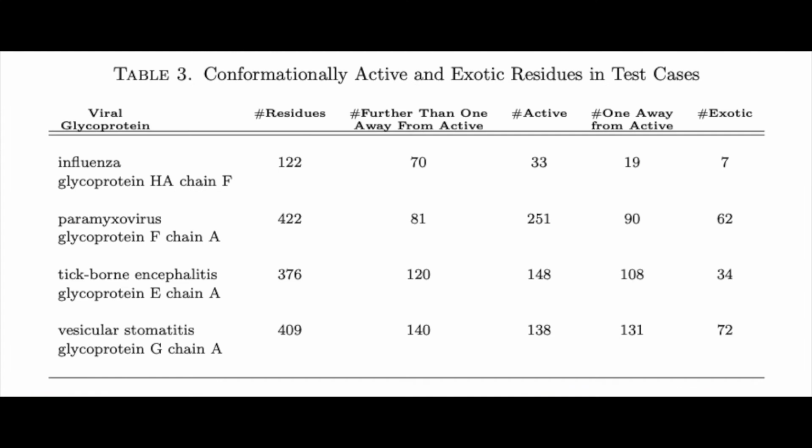For a more analytical hypothesis test, this first table lists the total number of residues common to pre- and post-fusion structures where comparison can be made, and among these, the number of exotic and active residues as well as the number of residues at distance 1 and distance greater than 1 from active ones.